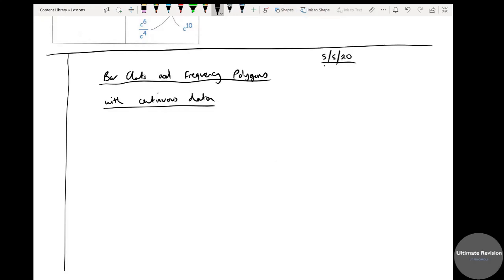Okay, right, now I'm sure you'll know what a bar chart is. Some of you may not know what a frequency polygon is, but by the end of the lesson you'll see that it's not much harder than a bar chart. And hopefully you know what continuous data is now. It's when it's on a sort of sliding scale.